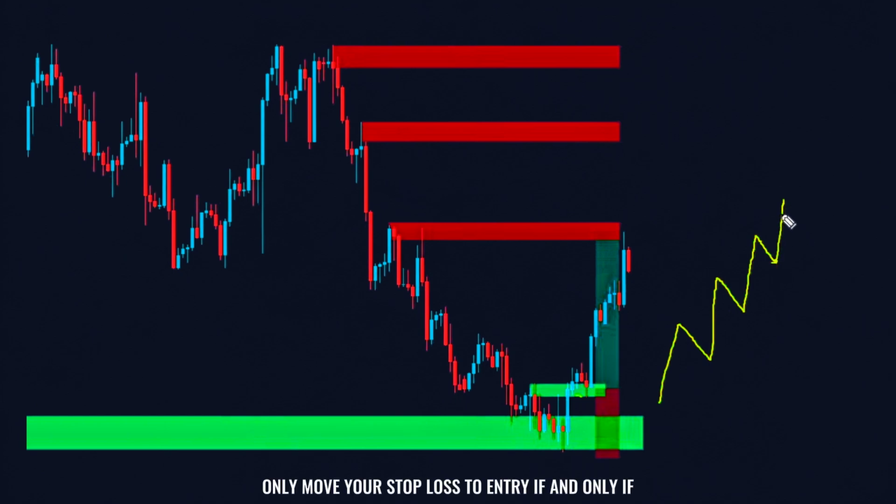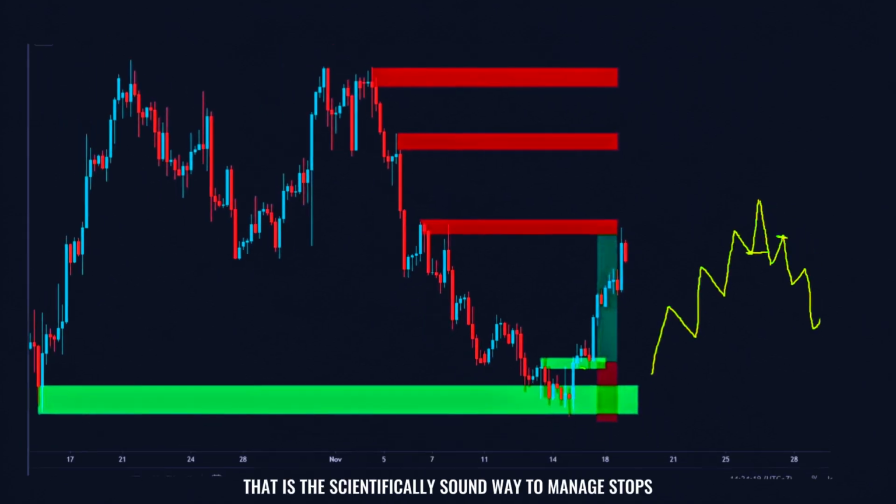My rule? Only move your stop loss to entry if and only if the market has completed forming a new structure. For example, established a clear higher low and breaks the peak again. Then, I trail my SL below that new low, trailing stop. That is the scientifically sound way to manage stops.